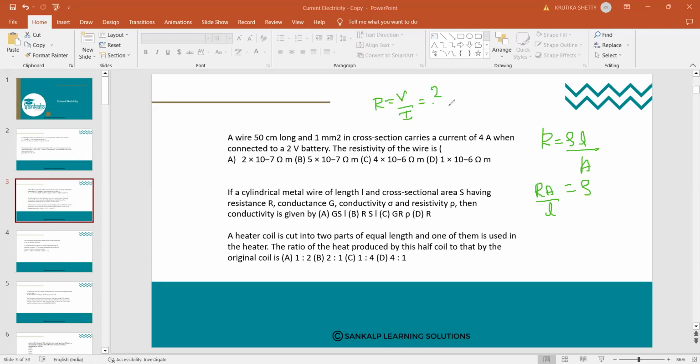So V is 2 volt, I is 4. So 2 ones are 2, twos are 4. That is, resistance is 1 by 2, or it is 0.5. So now you can substitute and simplify, here for the resistivity.